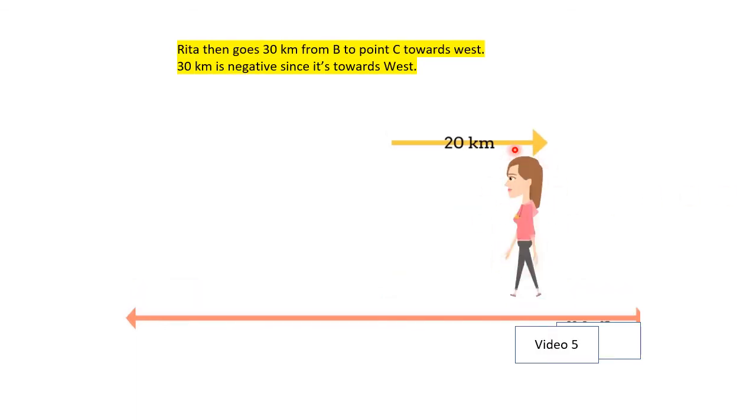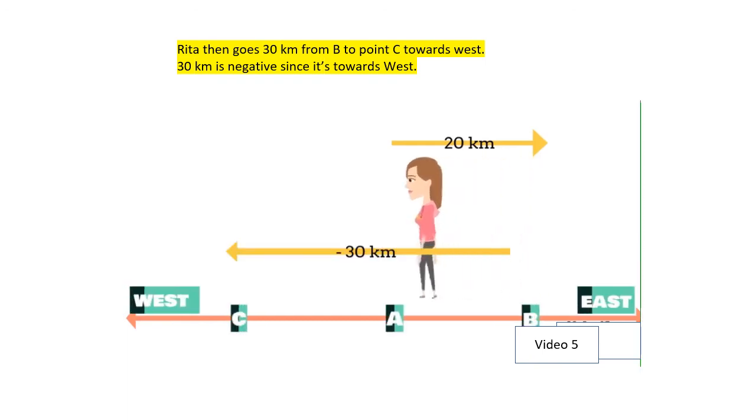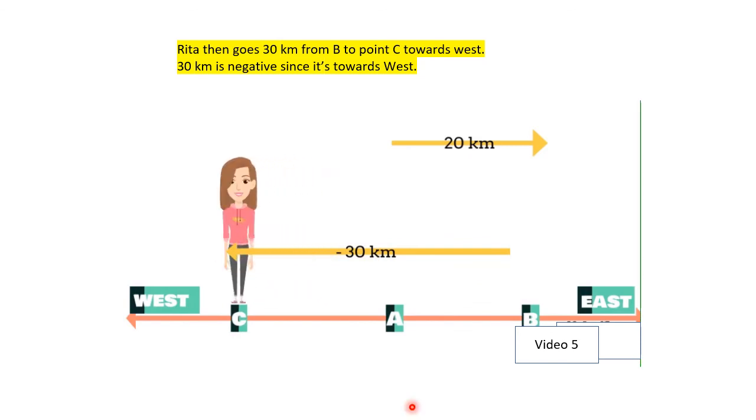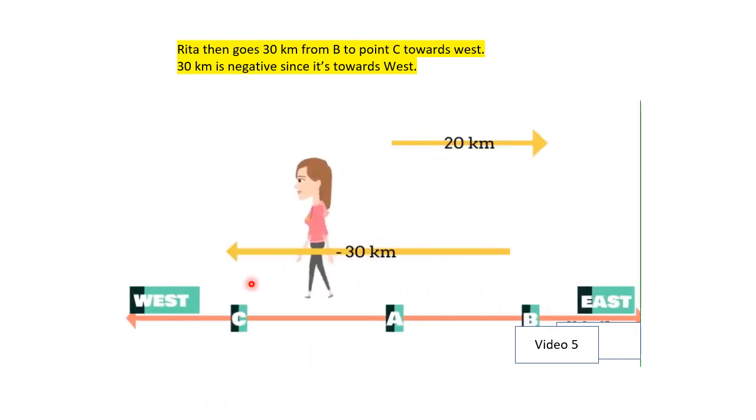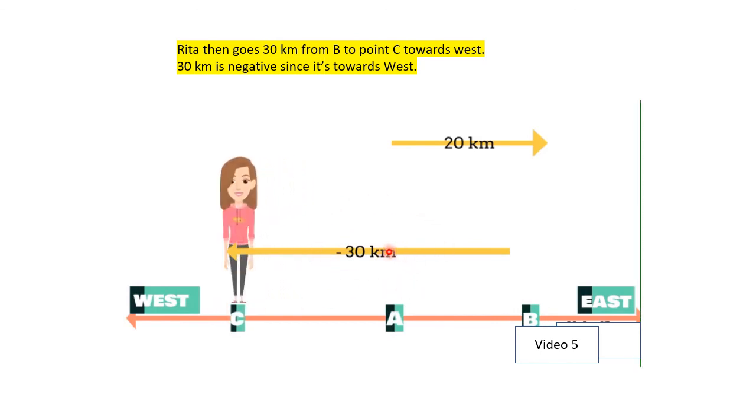Now we can see that Rita is at point B, right? Now what does Rita do further? Let's see. Rita goes from point B towards point C. Look, observe, Rita goes from point B towards point C, which is minus 30 kilometers away, right? Once more, let us observe once more. Rita goes from point B to point C, which is minus 30 kilometers away because this is towards the west and west is negative, right?